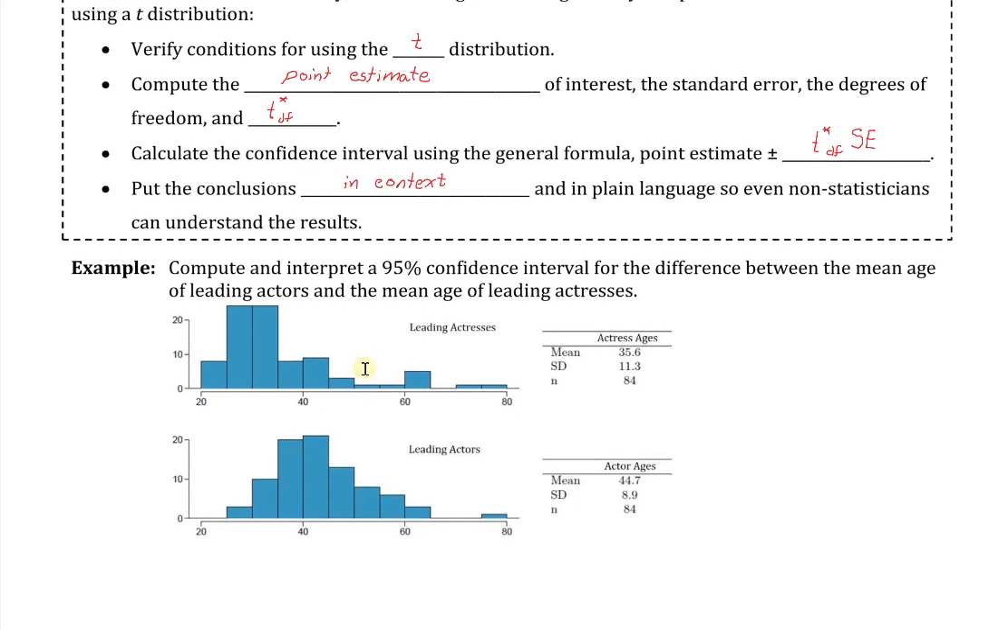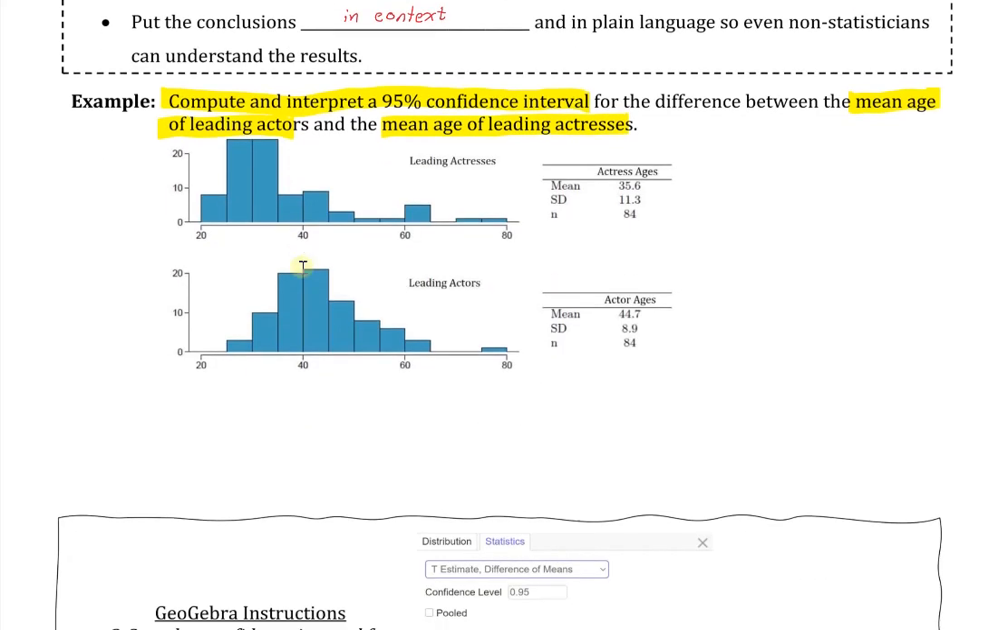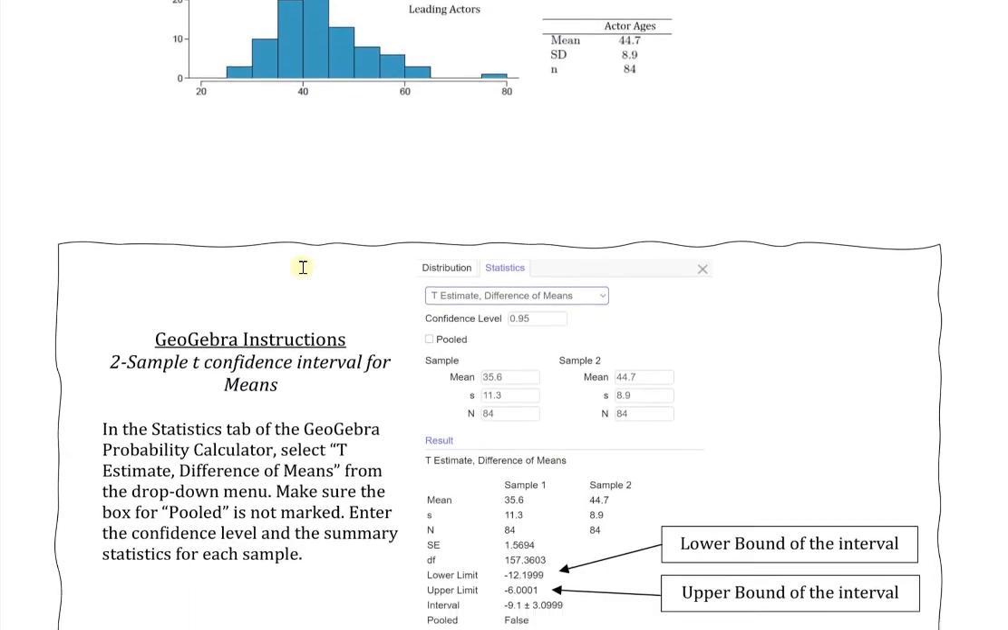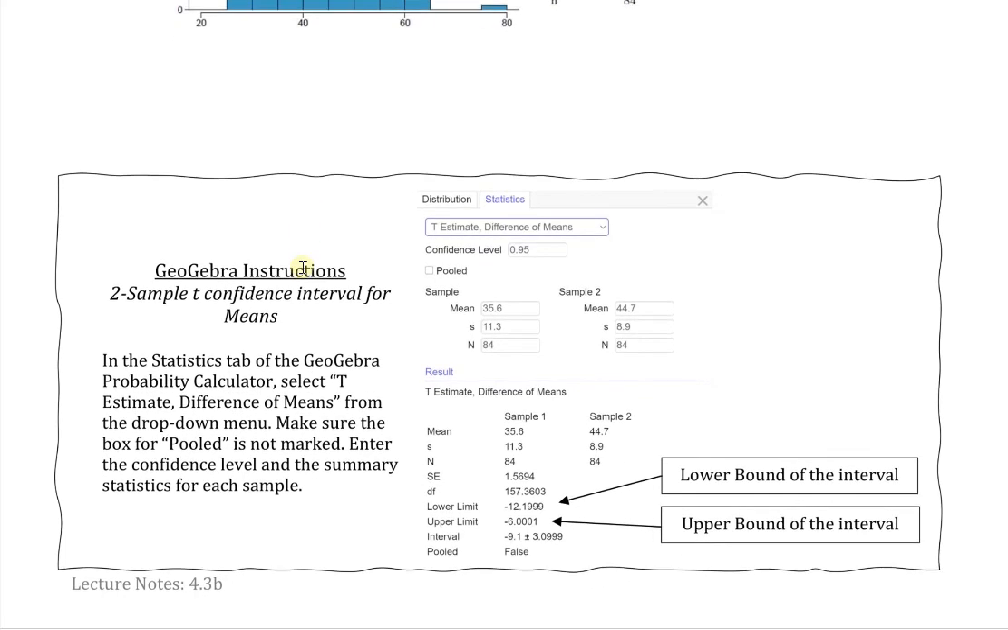Here we are asked to compute and interpret a 95% confidence interval for the difference between the mean age of leading actors and the mean age of leading actresses. Again, the output for GeoGebra is given here. But I would like to confirm this is correct. So let's again open GeoGebra.